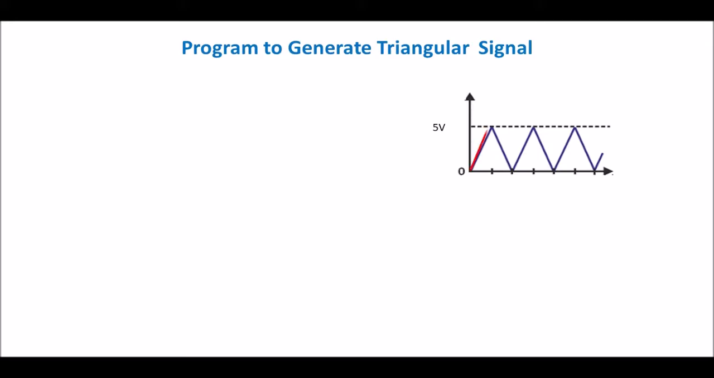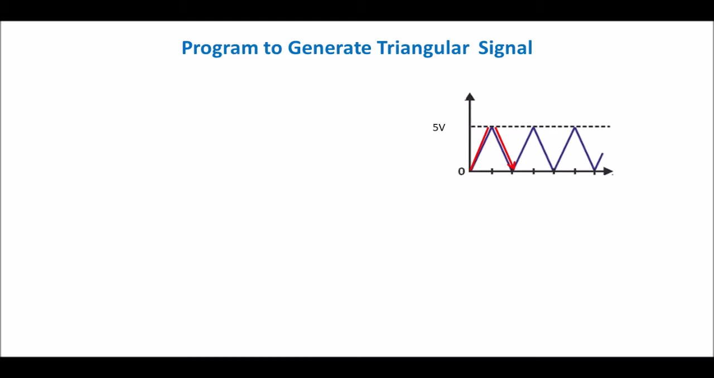We'll increment this digital input value till the analog output becomes 5 volt. That means till the digital input becomes FFH. When the digital input is FFH, the analog output will be 5 volt, and then we'll start decrementing this digital input value from FFH. So we'll decrement FFH by 1 at a time, and we'll continue this process till it becomes 00H. So first we'll get the increment portion of this triangular wave, and when the input is FFH, we'll get the decrement portion, and this program will repeat continuously, so we'll get a continuous triangular signal.